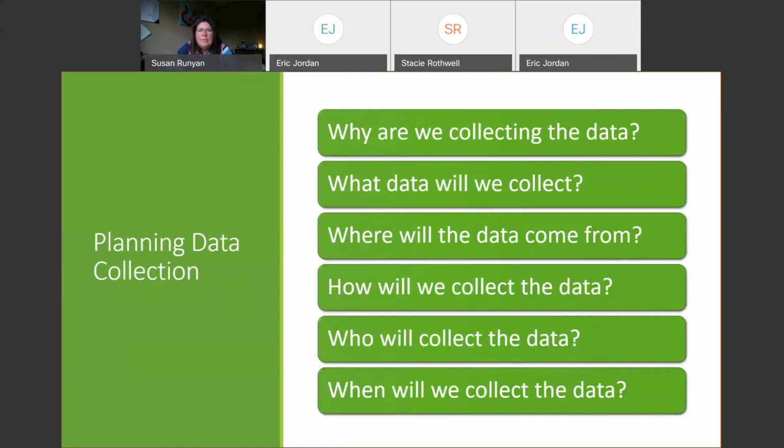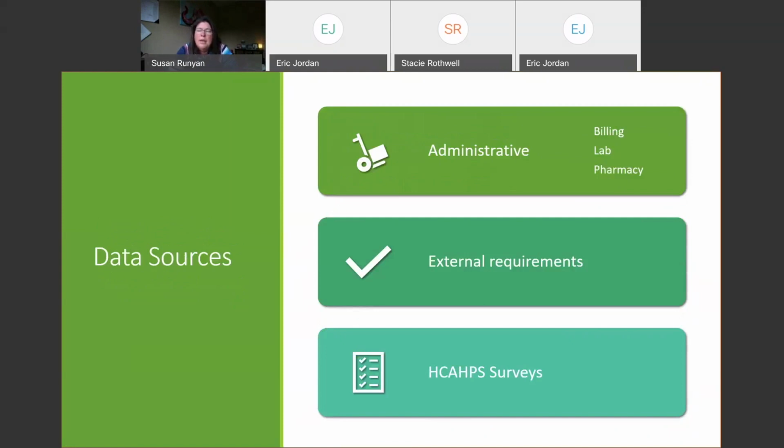Ask yourself, as you're trying to think about things, why are we collecting the data? What are we going to collect? Where's it coming from? How are we going to do it? Who's going to do it? And how? Are we going to do a retrospective kind of analysis of what we already have? Are we going to look at billing or lab or pharmacy kind of administrative things? Are we going to look at any external requirements? Your MBQIP requirements are external, so your EDTC and your QualityNet type of things. Maybe you have some HQIC requirements going on now. I'm sure that you do. And then just other regulatory things.